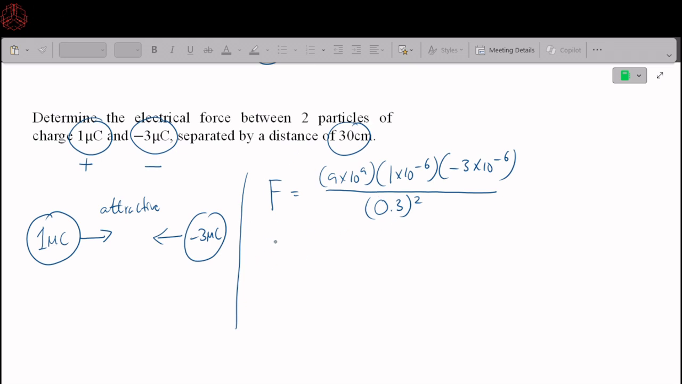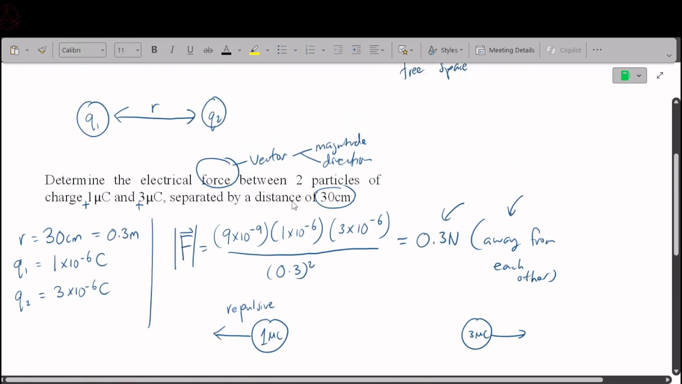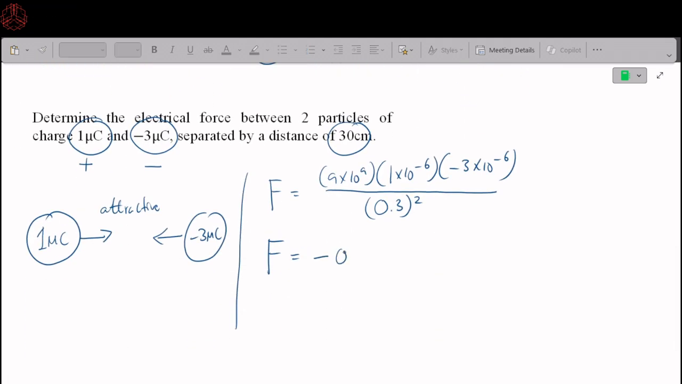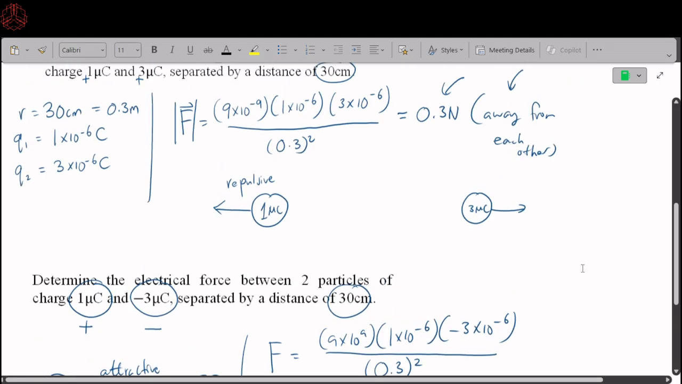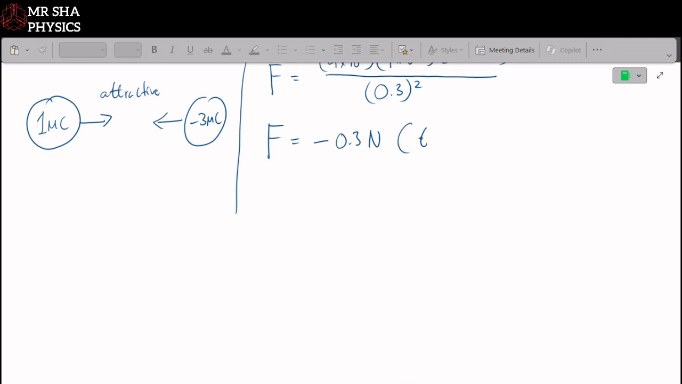So then what we find is that the electrical force is going to have a negative value compared to the original question. So I will have negative 0.3 Newton. Instead of saying it is away from each other, we will say towards each other because they are attractive.